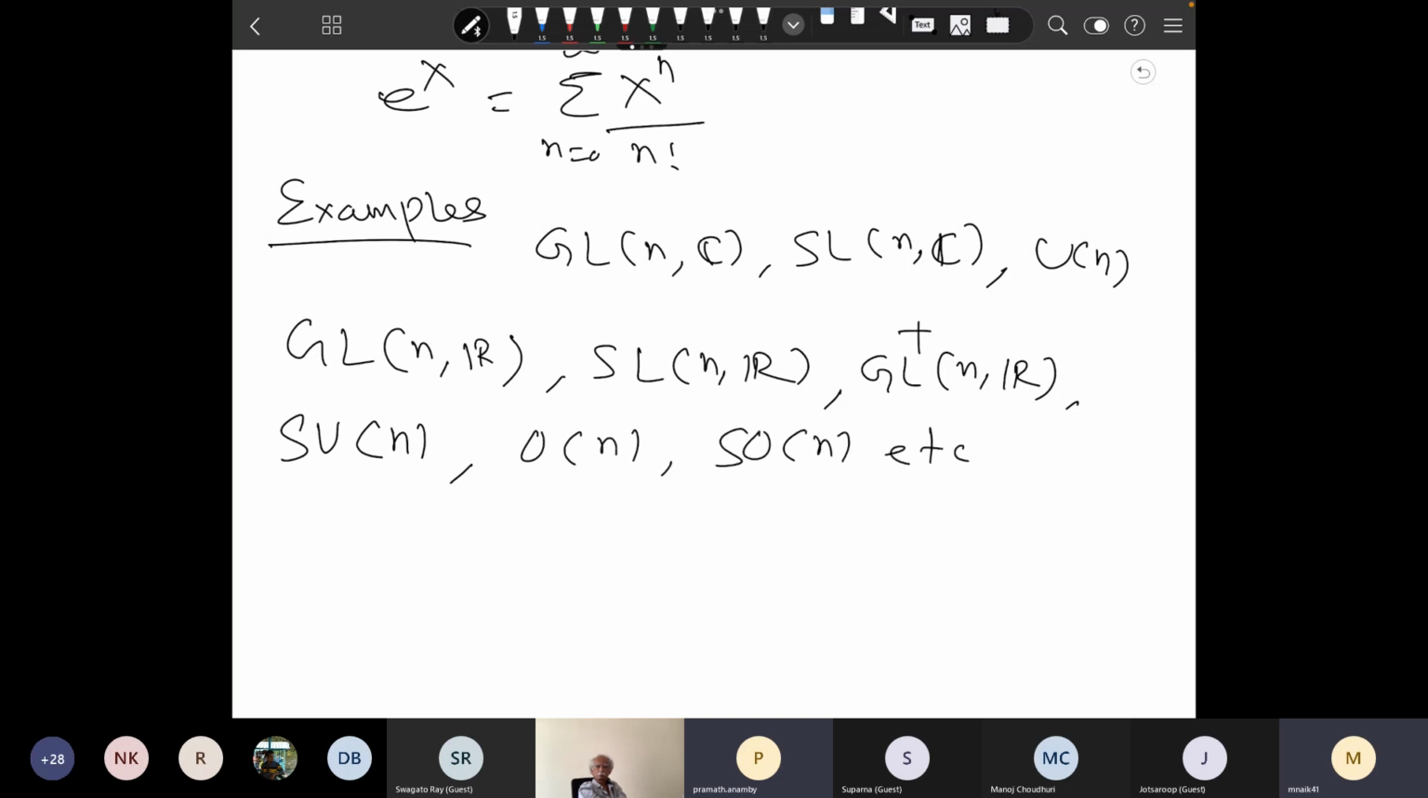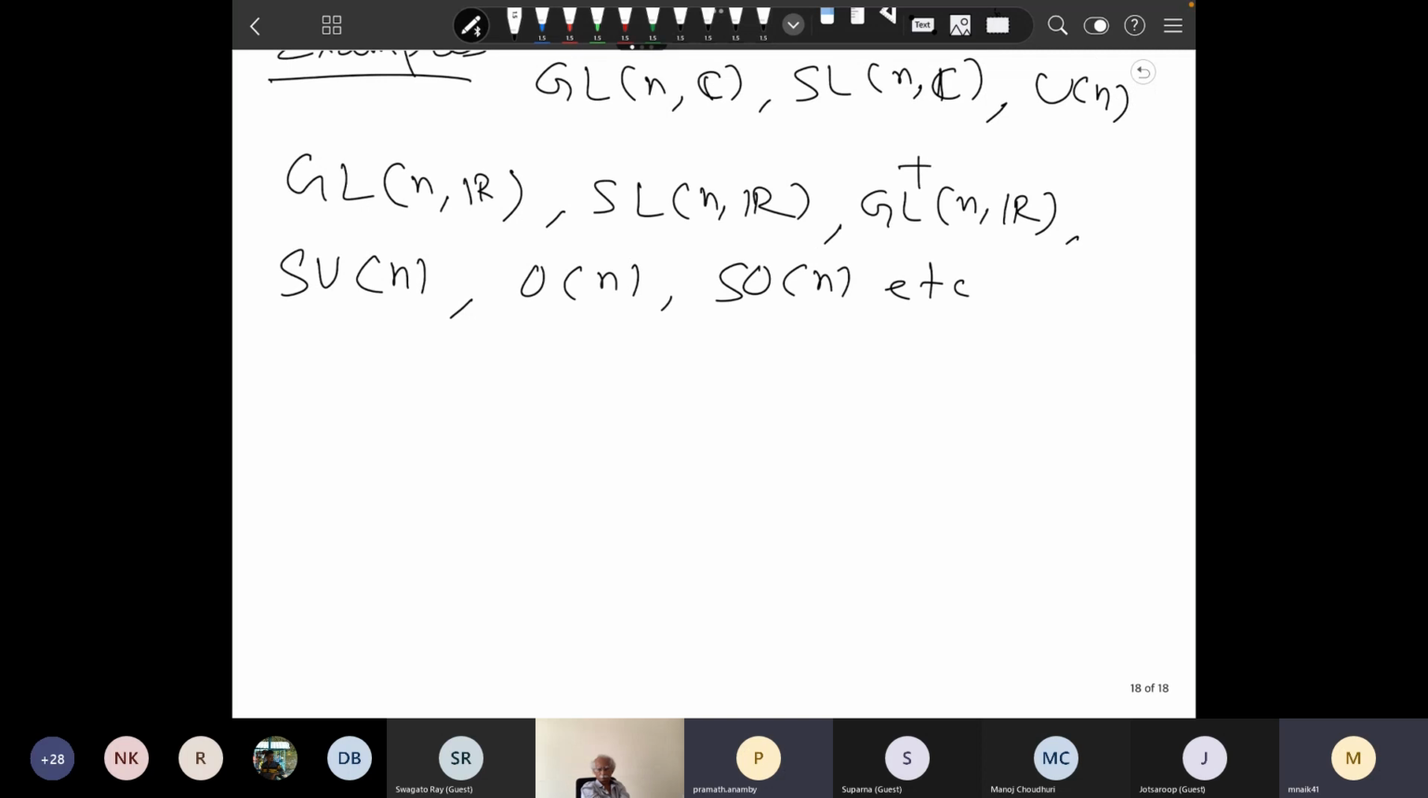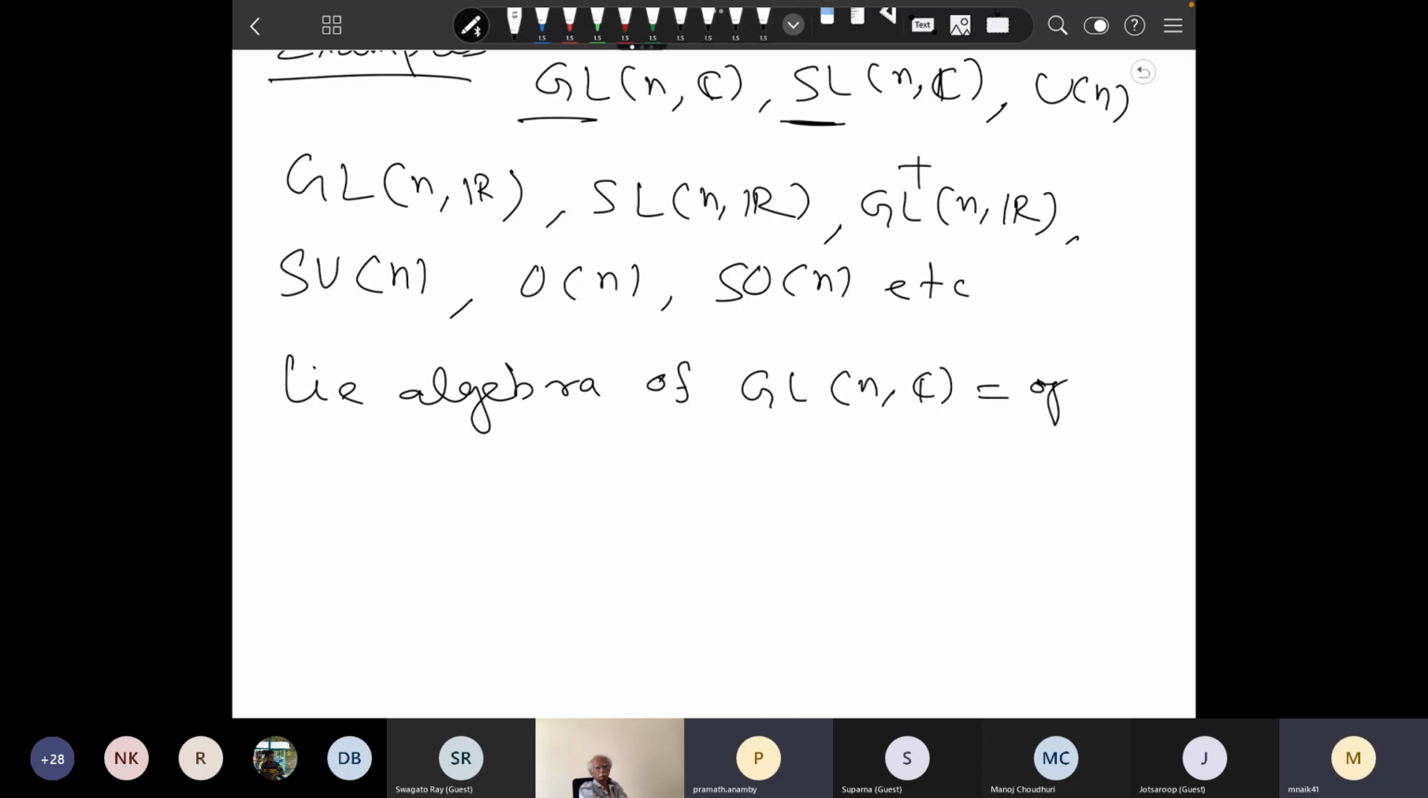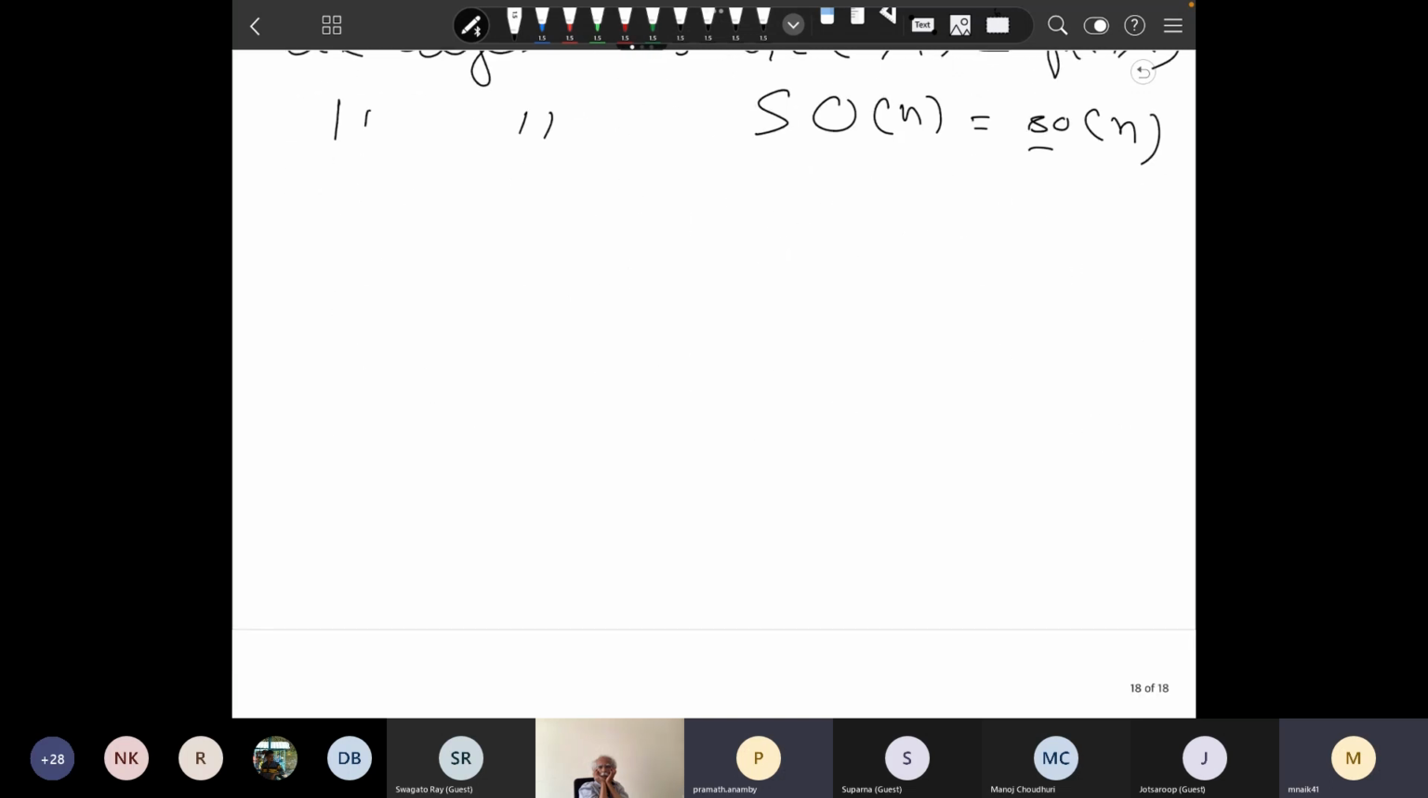It is really customary in Lie theory that you write these groups in capital letters and Lie algebras in small letters. So the Lie algebra of GL_n(C) you write as small gl_n(C). The Lie algebra of, suppose, SO(n), you write as small so(n). So, exercise.